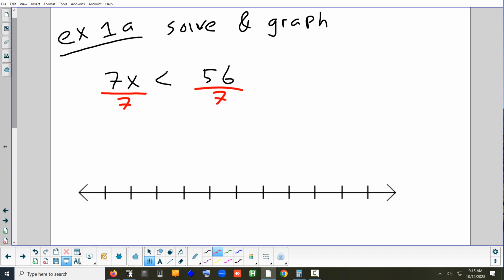What's 7 divided by 7? And you get 1. Yep. 7 divided by 7 is 1. And now you're just left with 1x, which we normally just write x. What's 56 divided by 7? 8. That's 8. Now we have to decide what we should do with the symbol.